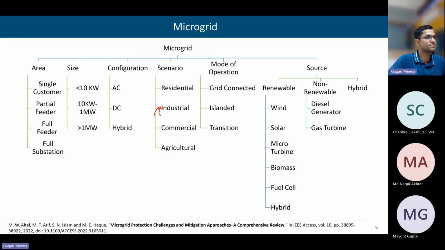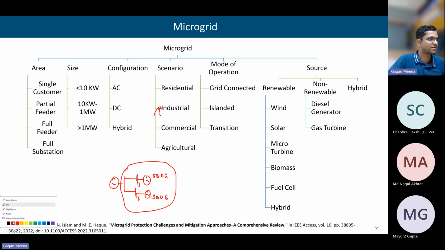So I was asking, if this is a microgrid, and this is synchronous based DG, and this is inverter based DG, what kind of a microgrid is this based upon the type of sources? Is it renewable, non-renewable, or a hybrid?